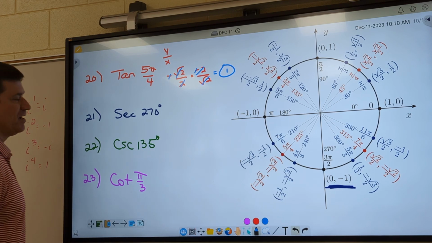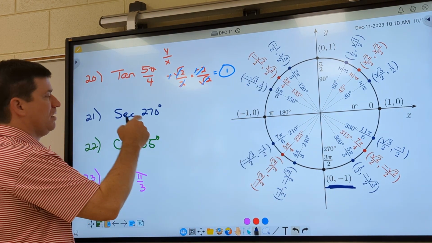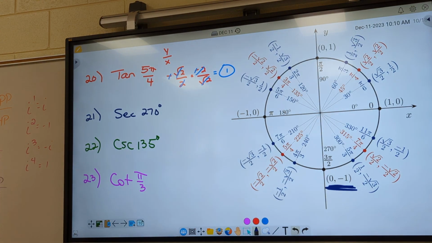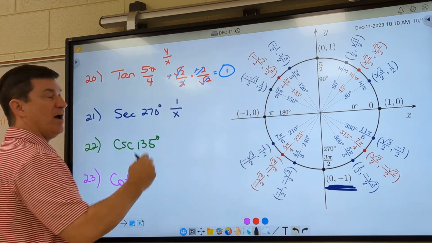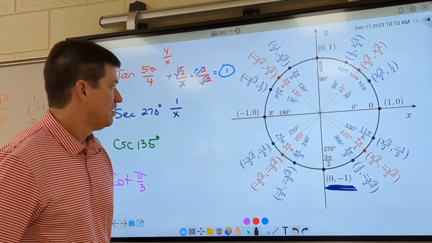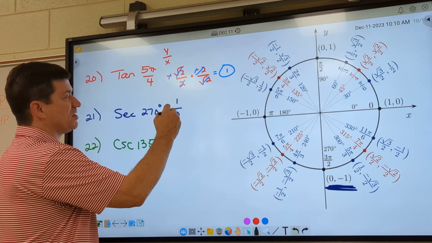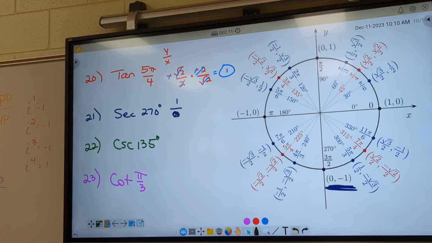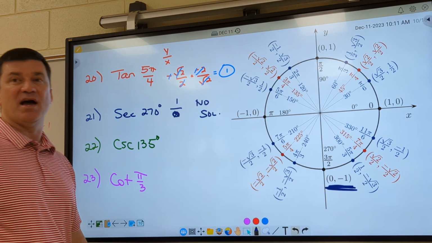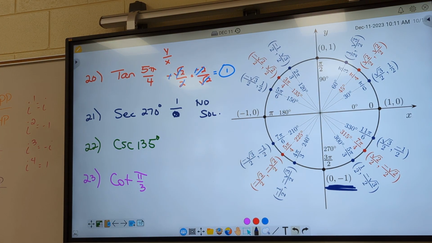All right, next one, secant of 270. All right, where is 270? It's right here. What is the formula for secant? All right, now the board says r over x, but on these problems, we did it as 1 over x. All right, what is the x right here when you look at this point? 0. What does 1 over 0 give you in the calculator? 1 divided by 0 says error, can't divide by 0, that's no solution. I'm going to let y'all just type them in your calculator. I'm not going to make y'all show keep, change, flip if you don't want to.